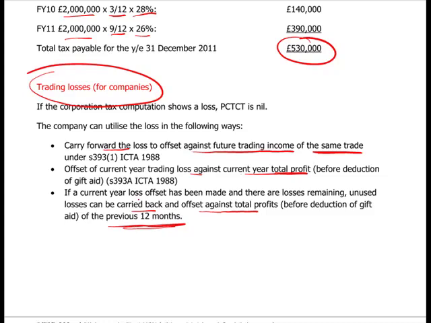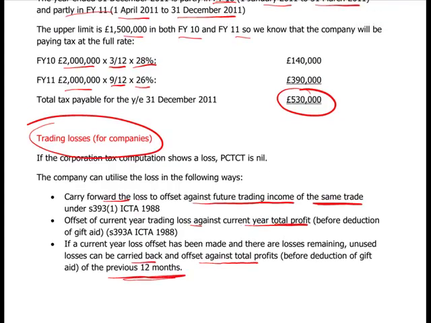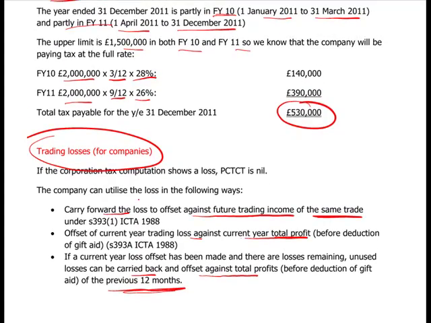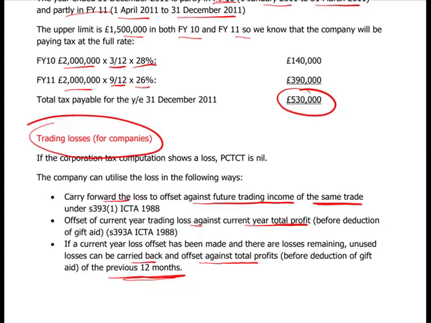Okay, so that's companies. First time we've had a look at them. A difference that wasn't mentioned, I don't think, in the slides, but I would always mention, is you don't get personal allowances for companies. Both the income tax allowance and the capital gains tax annual exempt amount, they don't apply.